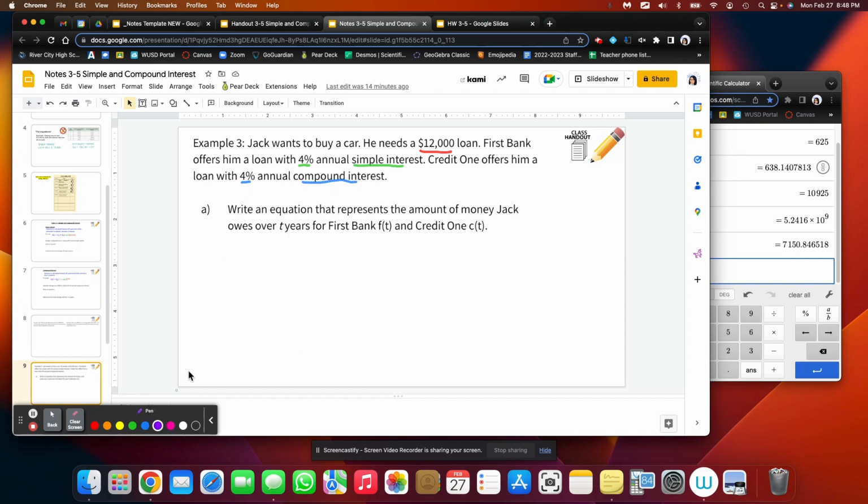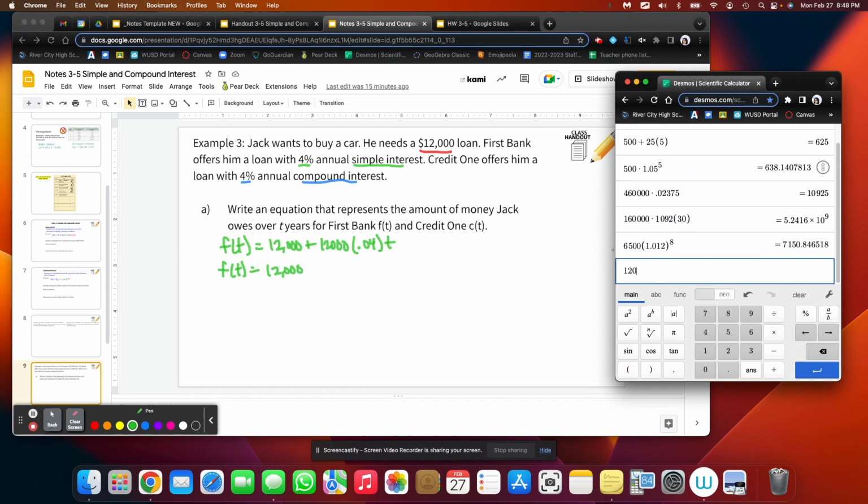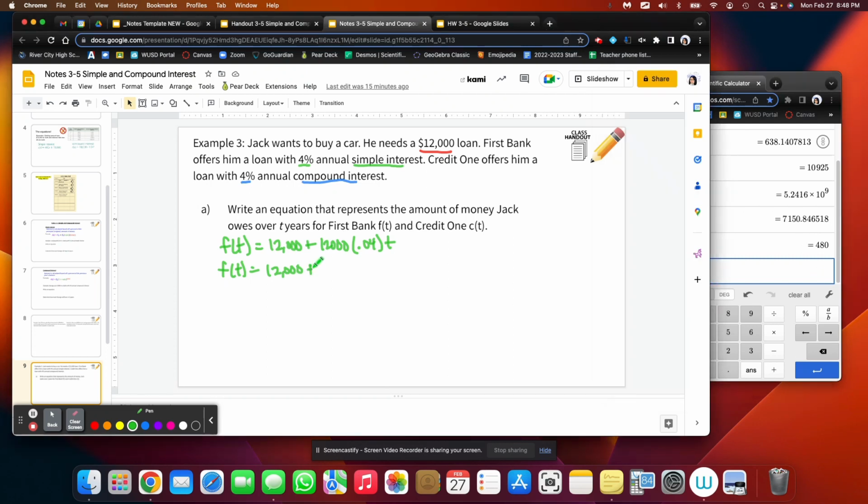So for First Bank, we're going to call it f of t. So I'm going to use green for that. So f of t. So this one is simple interest, which we know is going to be the original amount plus the original amount times the rate, which is going to be 0.04 times time. So just to simplify this a little more, I'm going to figure out how much interest per year. So that's going to be $12,000 times 0.04. So that's $480. So plus $480 times t. So there's my equation for First Bank.